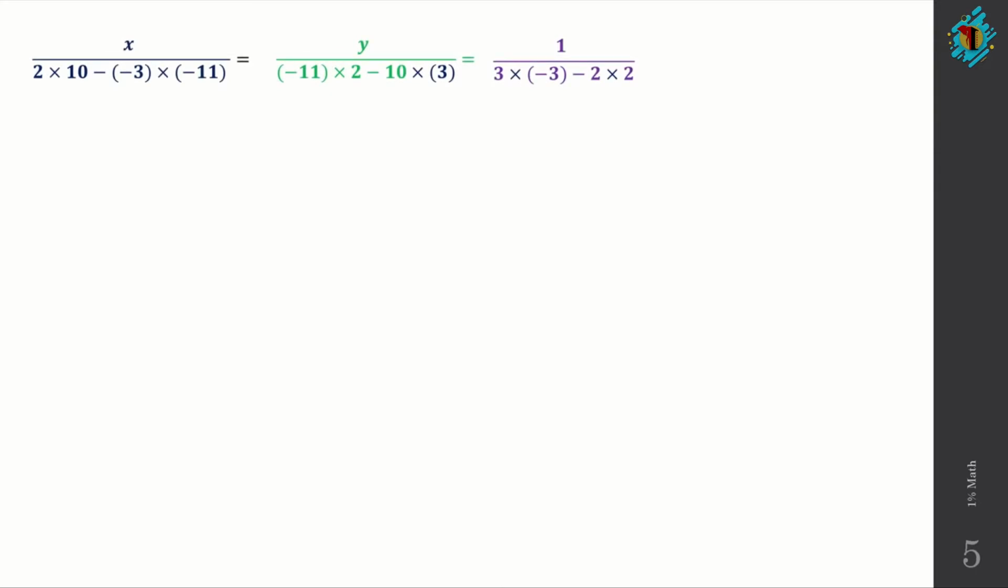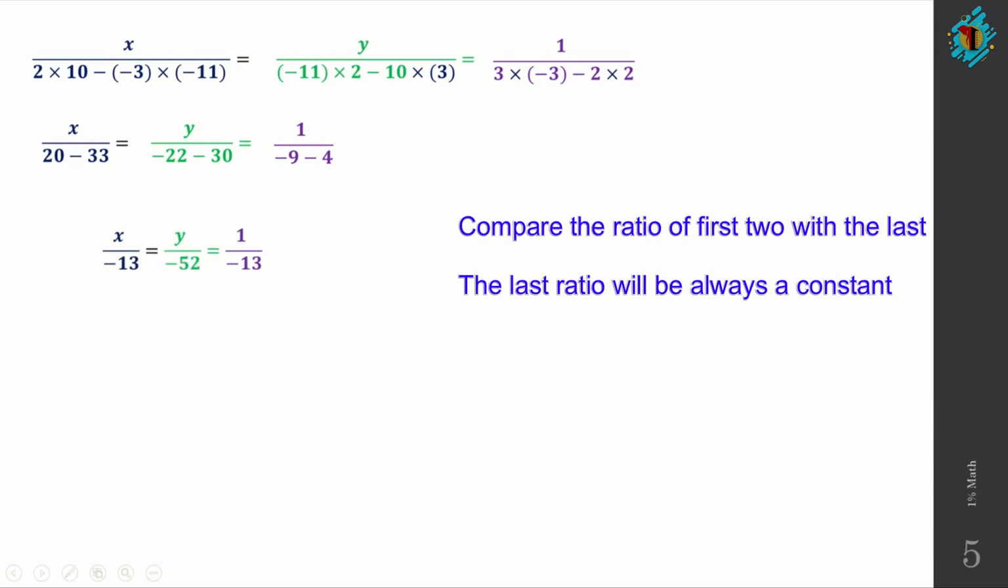As you can see here, if we simplify this, we will get x by 20 minus 33 equals y by minus 22 minus 30 equals 1 by minus 9 minus 4. X by minus 13 equals y by minus 52 equals 1 by minus 13. Now we are going to compare the first ratio and the last ratio. You can see here only the first and the second ratios have an unknown value, or we can say variables x and y. And the last ratio, which is 1 by minus 13, always remains a constant.